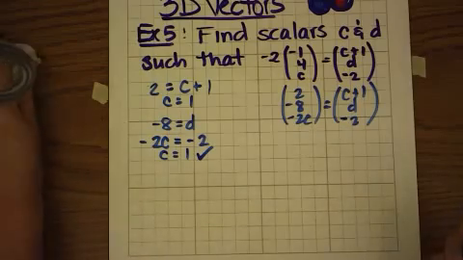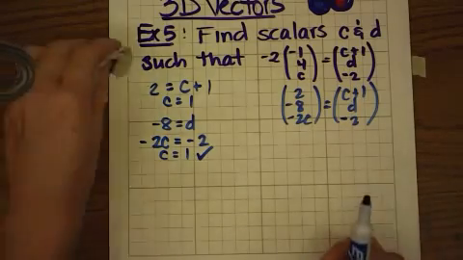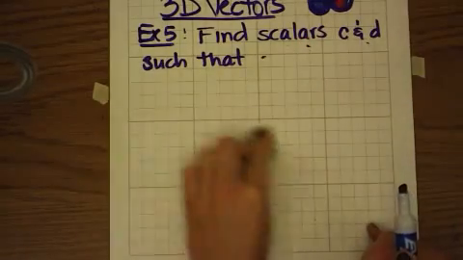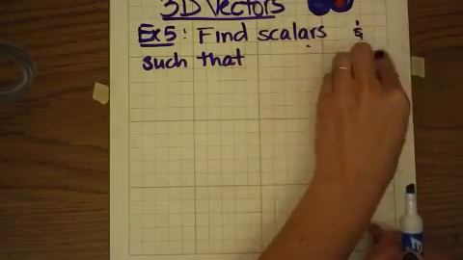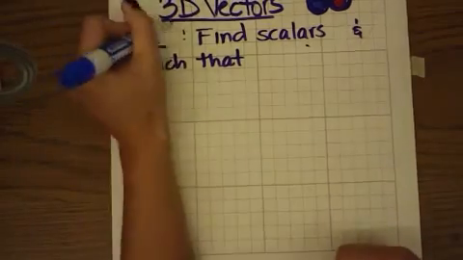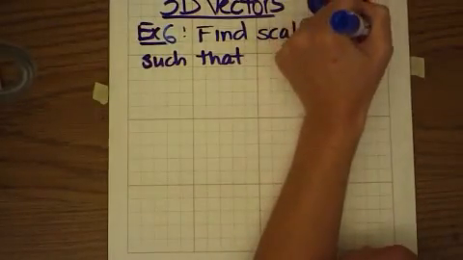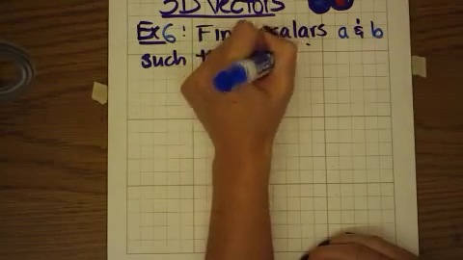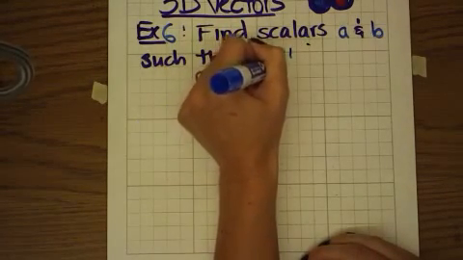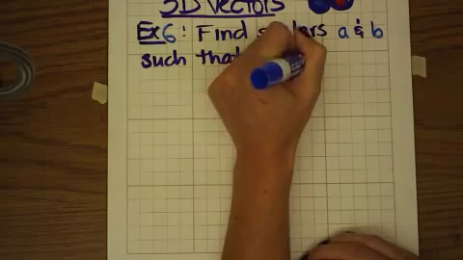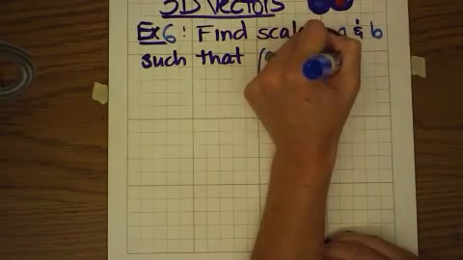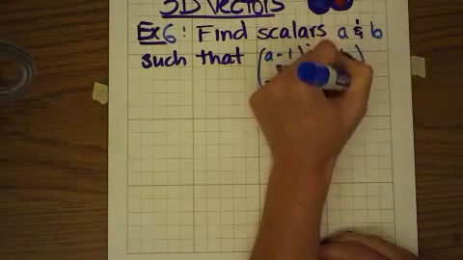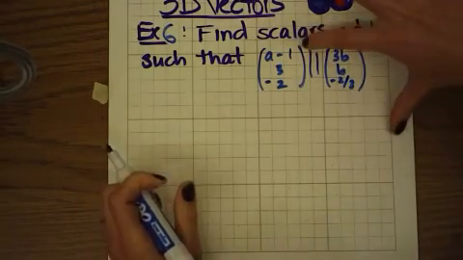Alright, I'm also going to do an example where I'm given two parallel vectors and I'm trying to find some missing parameters in them. So here I'm going to have two vectors that are parallel to each other, and I'm going to need to find a and b. So I know if two vectors are parallel to each other, then one is a scalar multiple of the other.